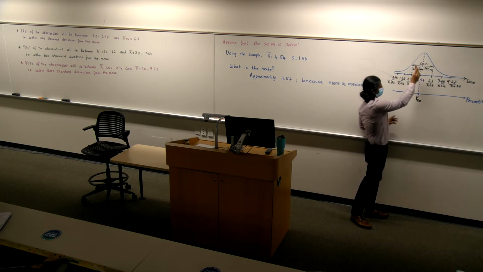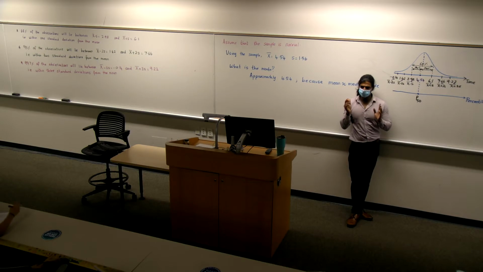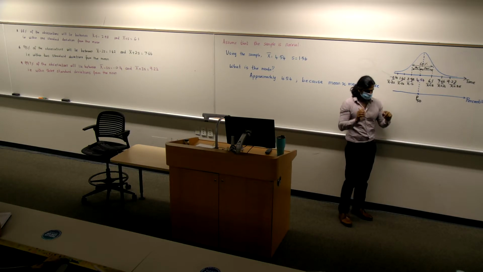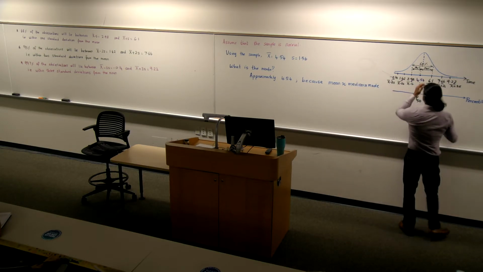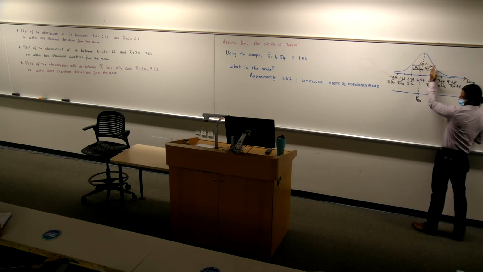Do we agree that 50% of the observations lie below 4.54? 4.54 is the median. We've agreed. Now, to that 50, I've added 34%. So what percent would lie below 6.1?